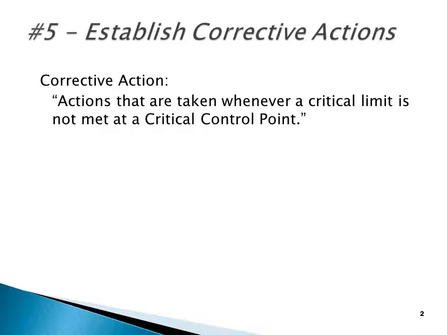What if you didn't hit the critical limit? Then you have to fix that problem, and that's called a corrective action. You're correcting the problem. So the corrective action is the actions that are taken whenever a critical limit is not met at the critical control point. So it's the critical control point where you set the critical limit to make sure you've taken care of the hazard.